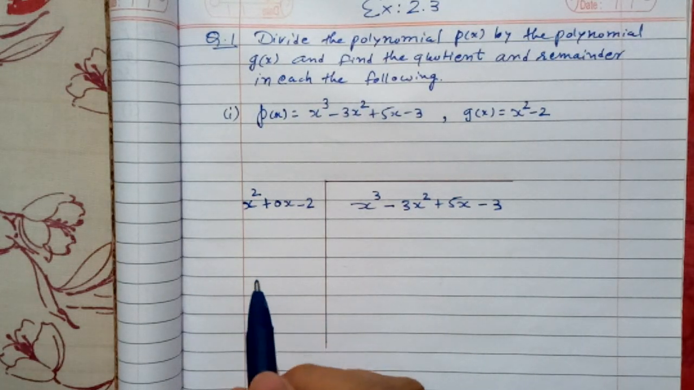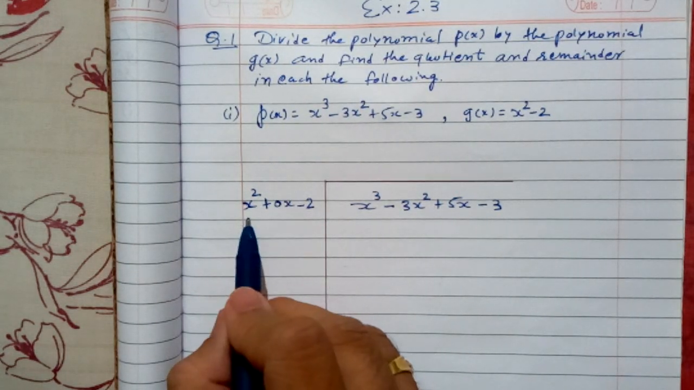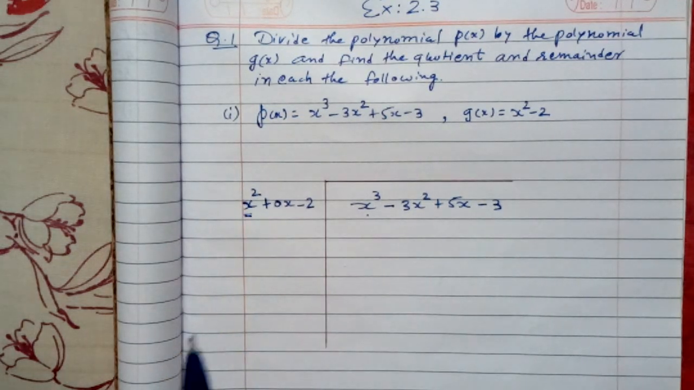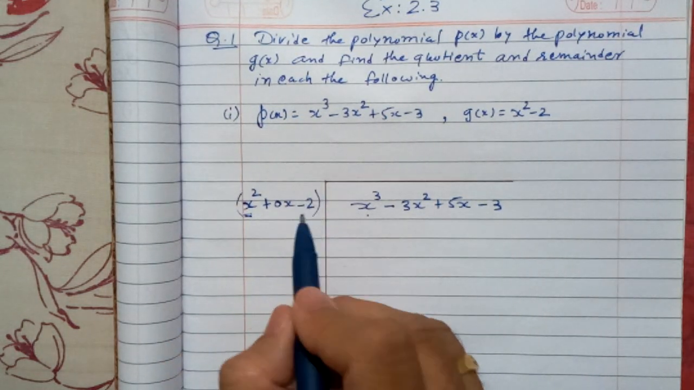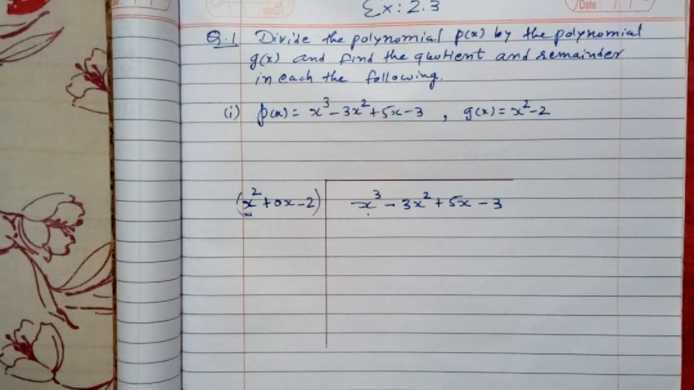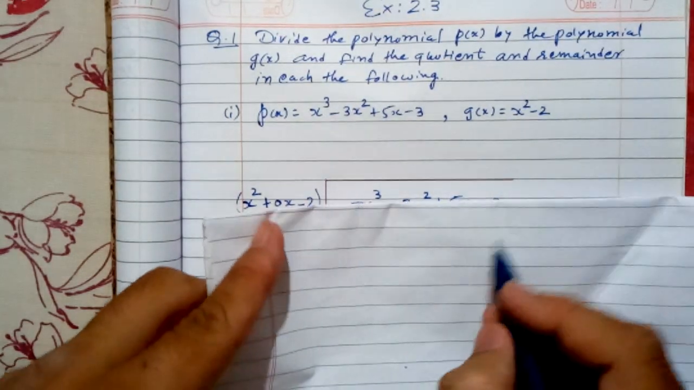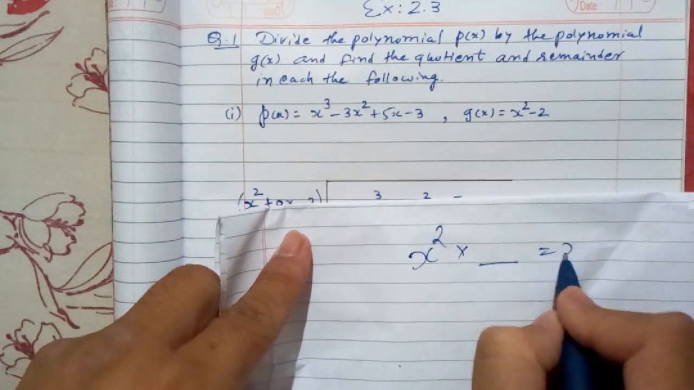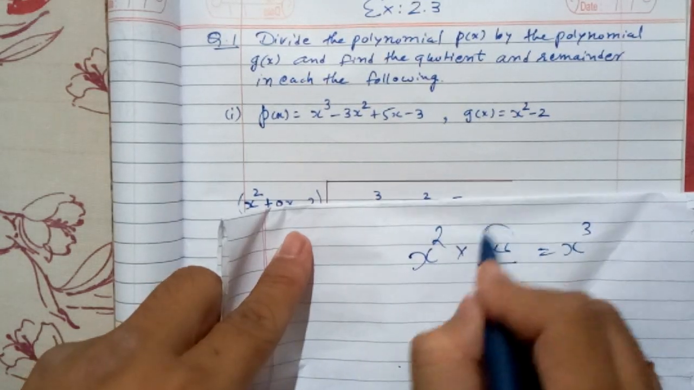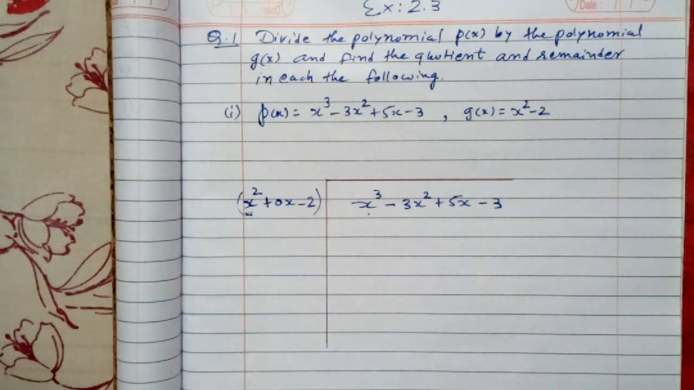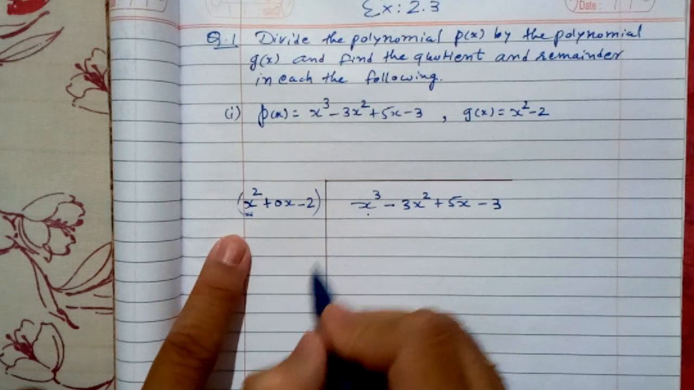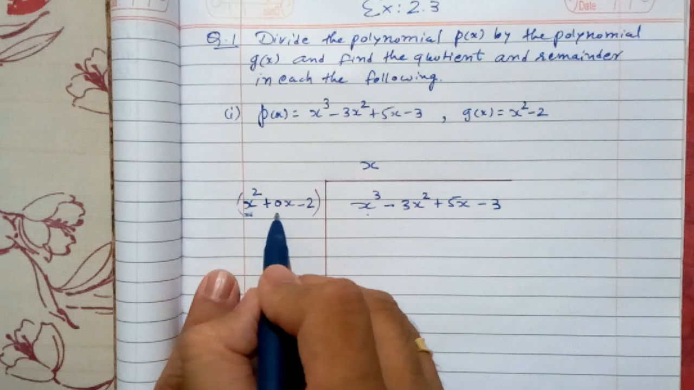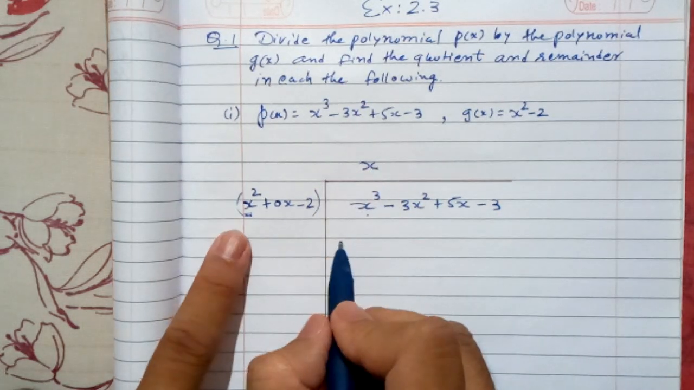Now we have to try to multiply with x square to get x cube. You will give the answer easily. What to multiply with x square? So you can understand, x square into what? So you get x cube, you say x, and that is your answer. So x square should be multiplied with x. But now with all terms, each and every term must be multiplied with x.